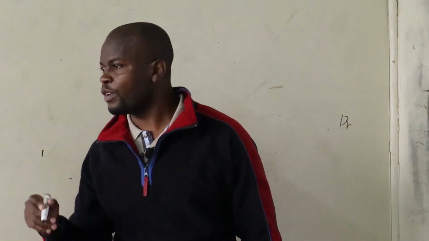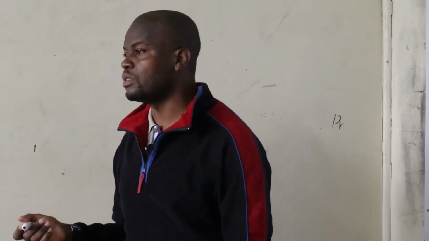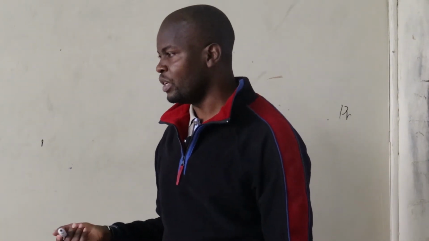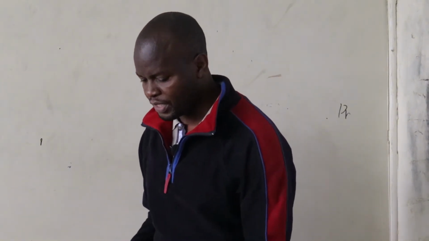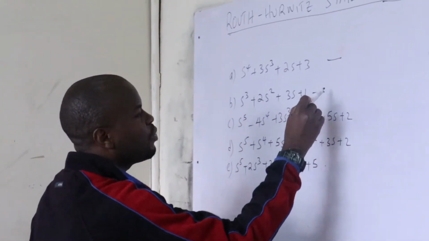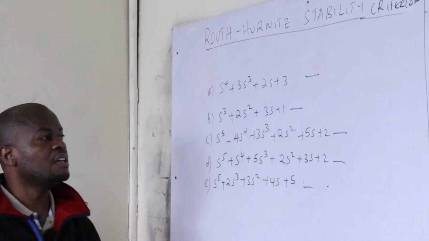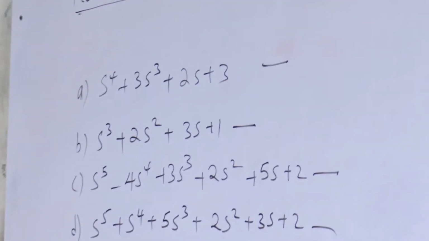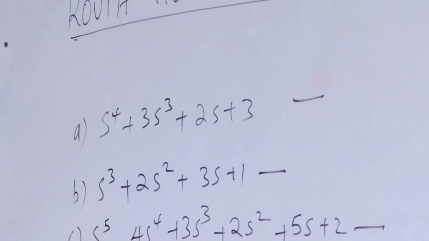So that is how you determine stability by Routh. And we've said that that is the first step. After that, you can go further and investigate the roots by use of the Routh array, which we are going to look at maybe after some time. So I want us to look at this and then check on their stability. Then we can say which one is stable, which one is unstable, and which one is critically stable.